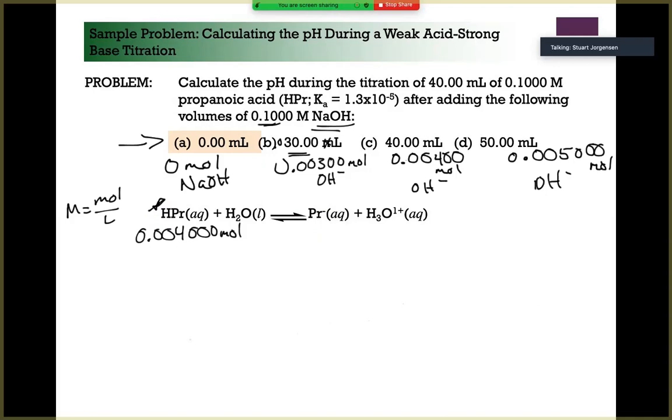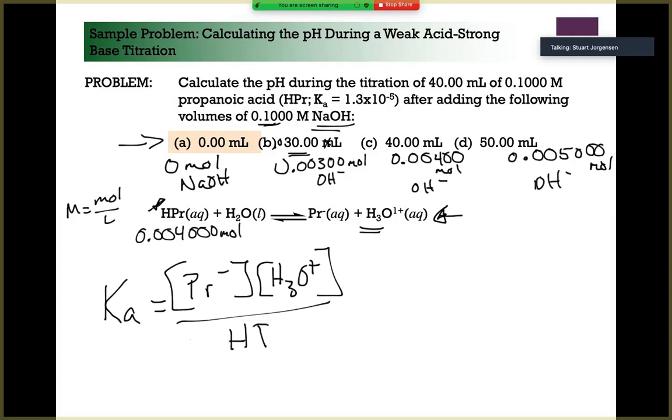At this first stage, when there's no base added to the solution, the only thing that happens is this equilibrium. Some of it splits apart, and we end up with some hydronium in solution. And for that, we can just use our Ka. Ka is going to equal our propanoate concentration times our H3O plus concentration all over our original HPr. Technically we wouldn't need moles for this first one because we know what our molarity was. I think we can plug in our values here, can't we? Because we know the Ka. Our Ka was 1.3 times 10 to the negative fifth.